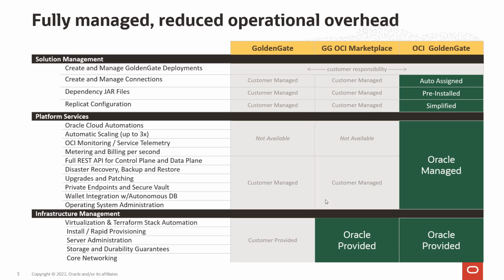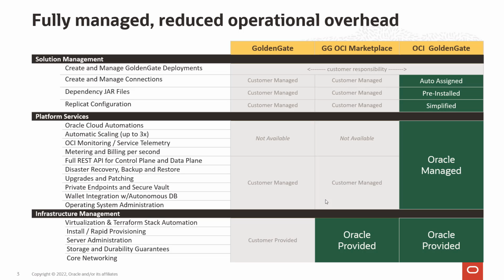So you can run GoldenGate in different settings, I would say. You can run GoldenGate on premises, you can run GoldenGate on the OCI marketplace, you can also run GoldenGate as a fully native, managed service with OCI GoldenGate. So what are the differences between those different ways of running GoldenGate? Take a look at the different columns that you see on the right of the slide.